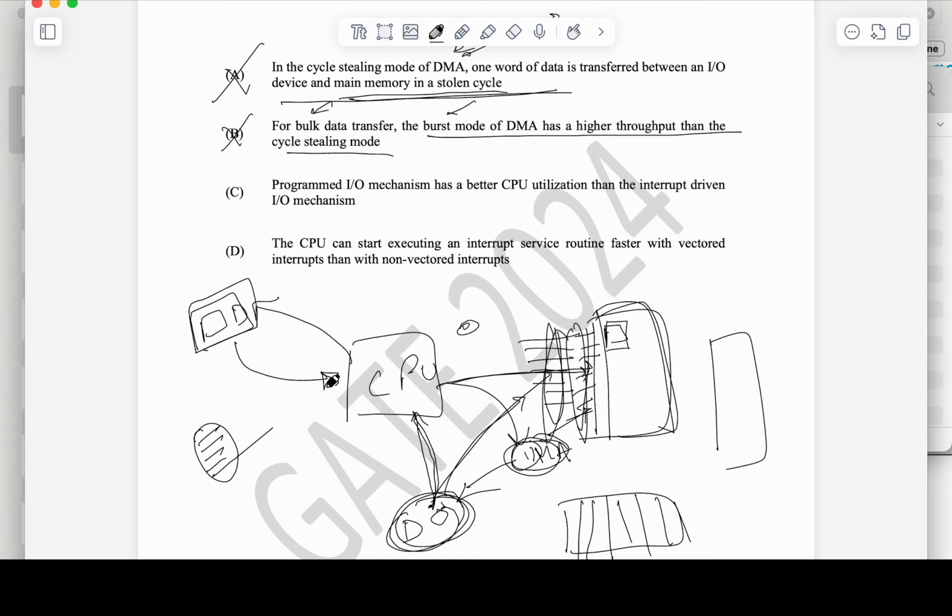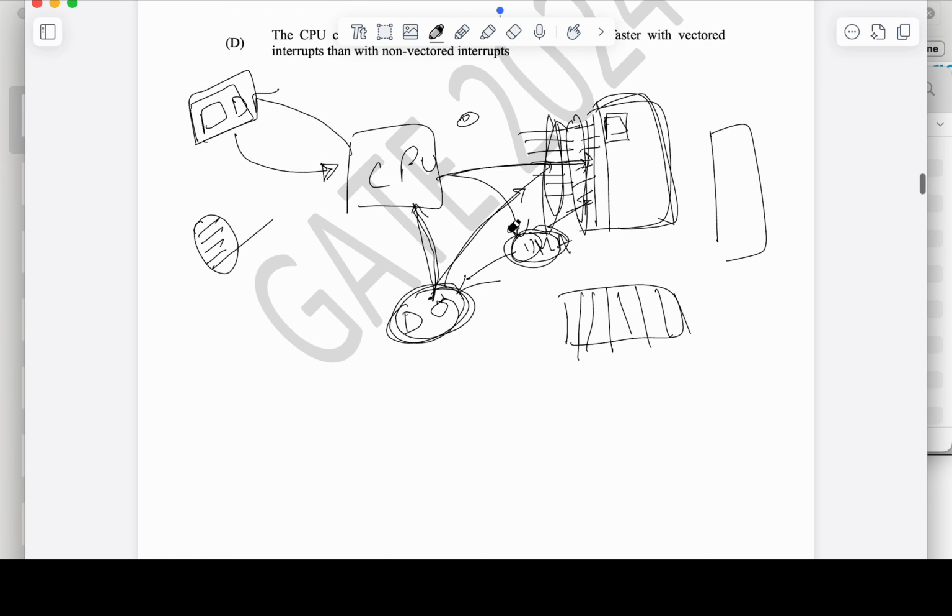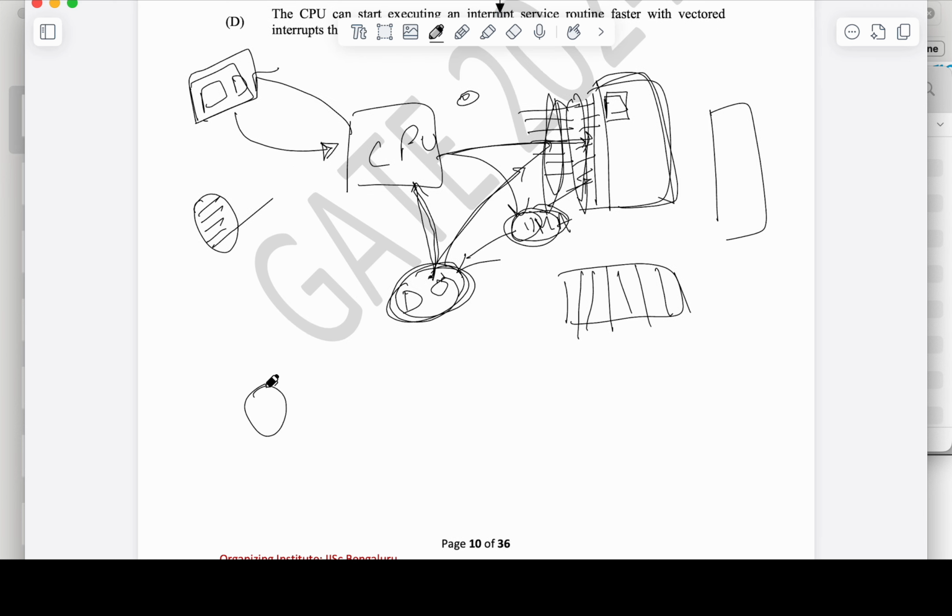The CPU can start executing an interrupt service routine faster with vectored interrupts than with non-vectored interrupts. Okay, so now it is telling about interrupt service routine only. So what does it mean to, let's take it this way. This is a device and this device issues an interrupt, right? And the CPU gets, how much information would this interrupt give the CPU? That is what is the difference between a vectored interrupt and non-vectored interrupt.